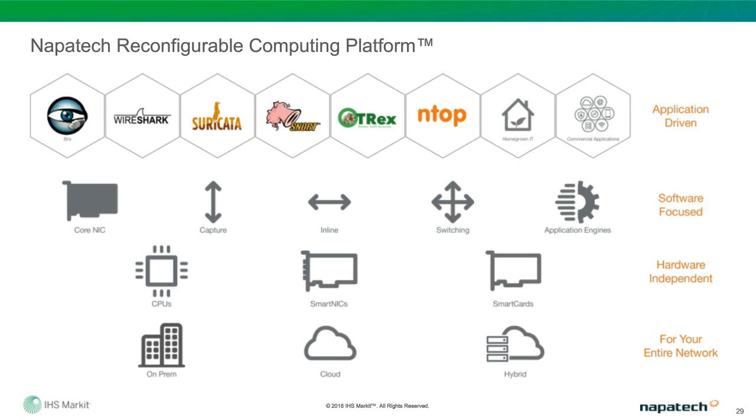But we also want to ensure that any solution that we make is hardware independent. So we can support different form factors like SmartNICs or smart cards, which don't have network ports on them and are mainly co-processors for things like the Nokia 40 gigabits per second file compression. But also preparing for the future where we'll have FPGAs in CPUs. That's also going to be part of the solution.